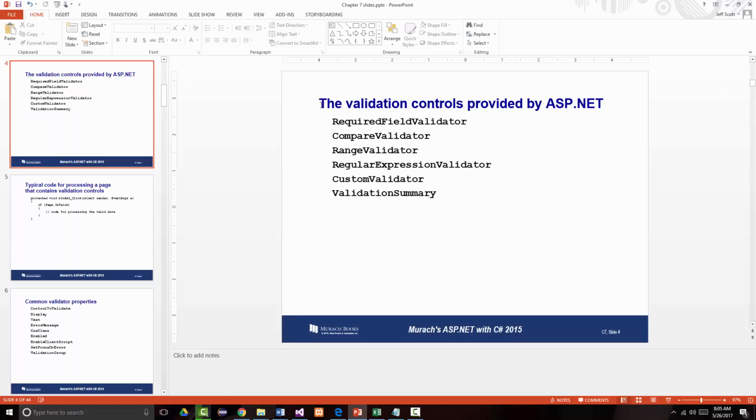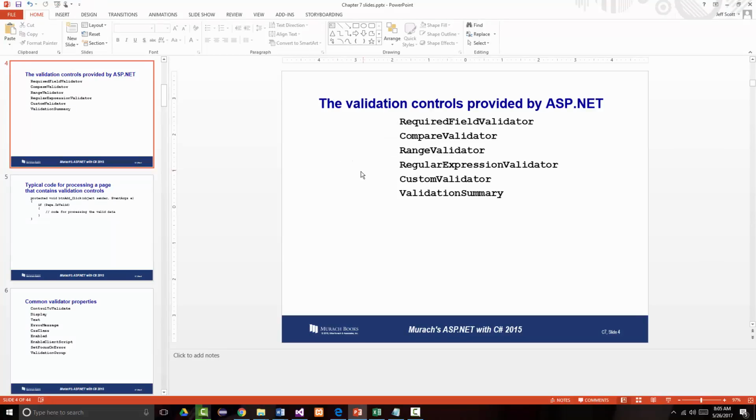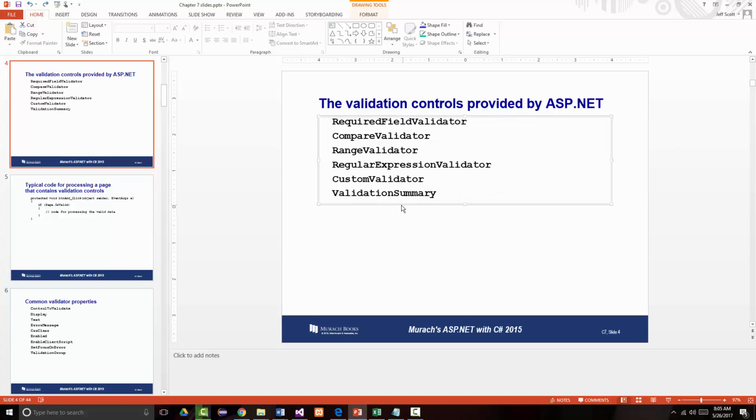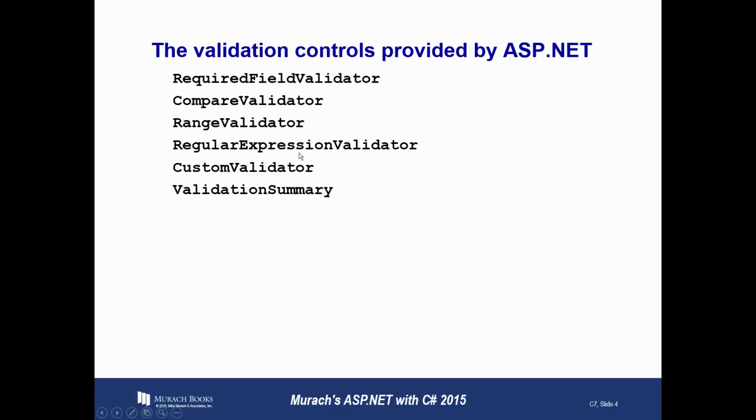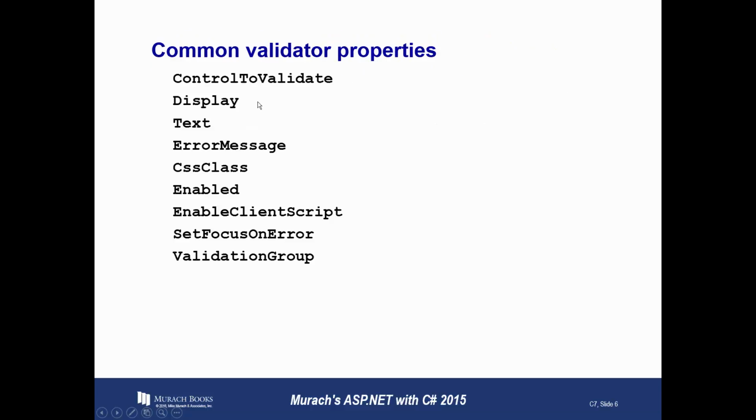So let's jump back here. So I showed you the required field, I showed you the compare, I showed you the range, I showed you the regular expression, I did not show you the custom, and I did not show you the validation summary. So we'll have to add those in just a bit. All right, let's go back to our slides here. I don't want to miss anything. So I went over those. Those were our validators.